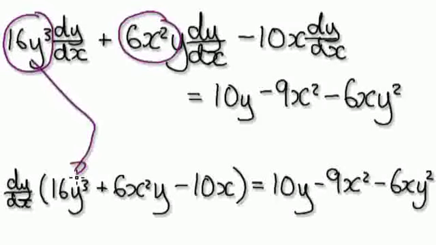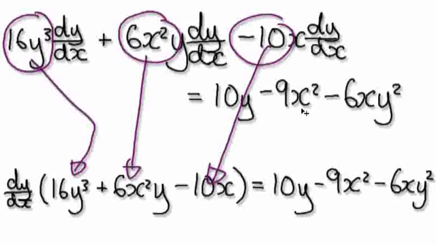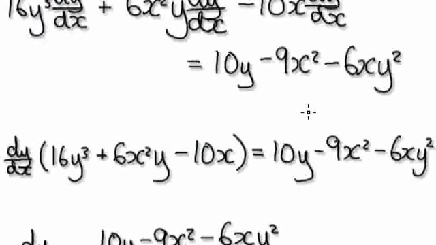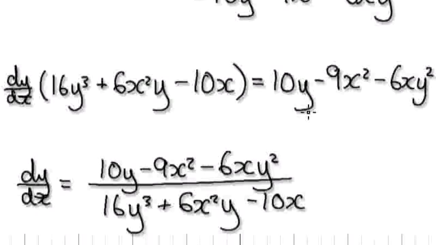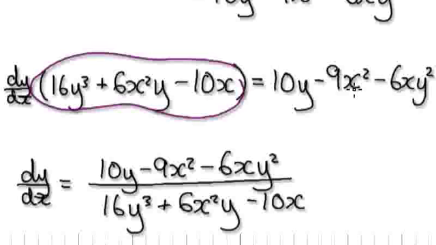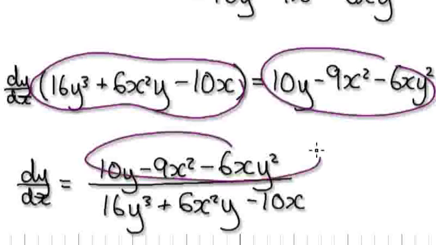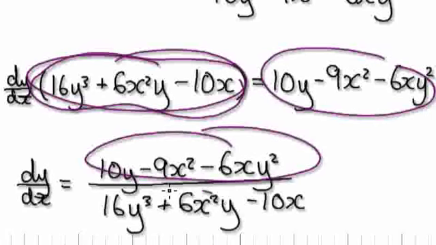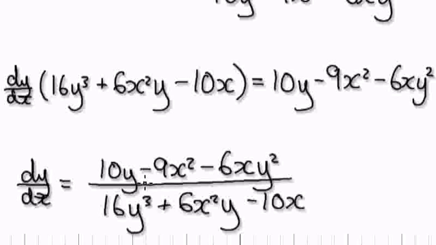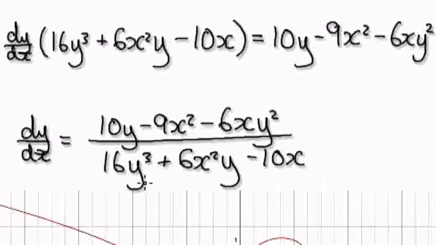So this here will be this, this here will be this, this here will be this, and so on. And then you want to get dy by dx on its own, so divide both sides by this bubble here. So basically this is this, and then this here is this. Okay, and then now you've got your dy by dx.